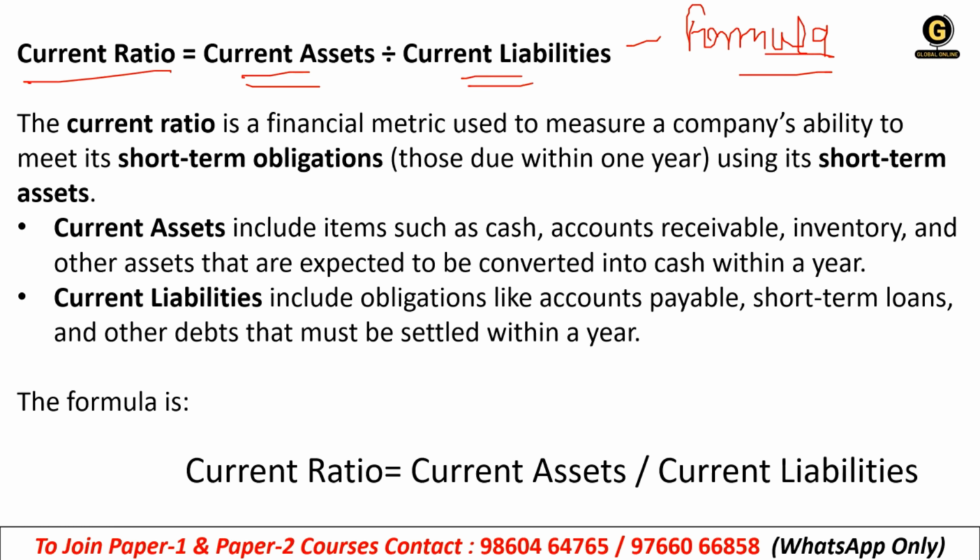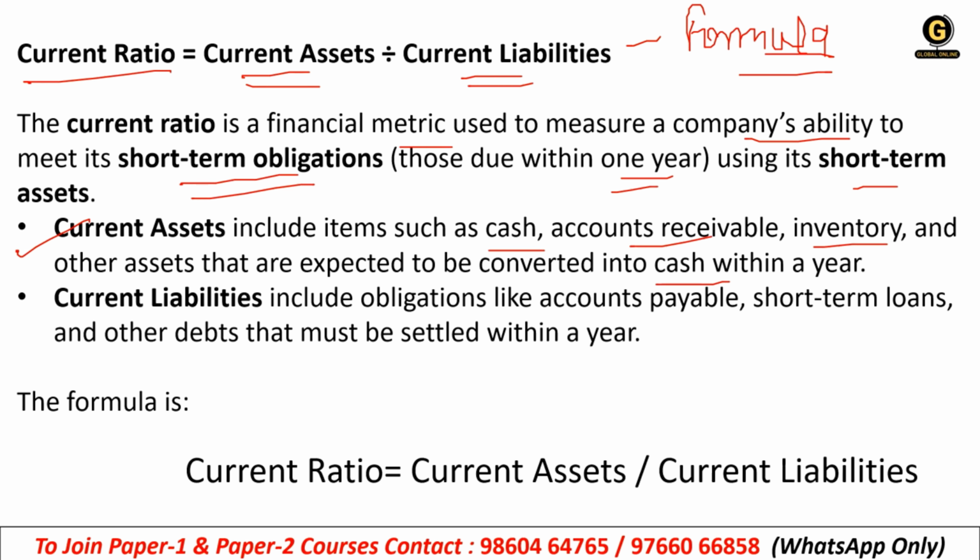याद करना पड़ेगा आपको. The current ratio is a financial metric used to measure a company's ability to meet its short-term obligations, right? Those due within a year, which is called short-term, using its short-term assets. See, what is current asset? It includes items like cash, accounts receivable, inventory, or other assets that are expected to be converted into cash within a year. If any asset is convertible into cash, that is called current asset.